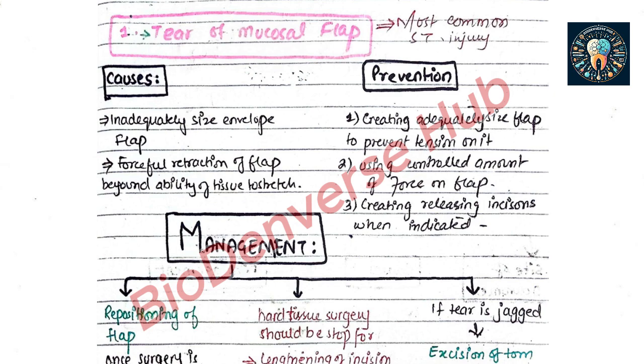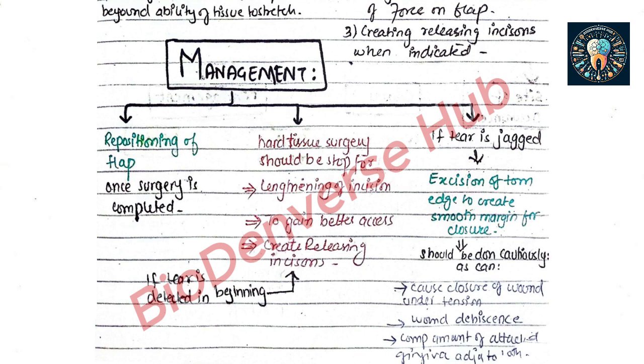Now, if the tear of the mucosal flap has occurred, what will be the management? You need to reposition the flap once the surgery is completed. But if it was a hard tissue surgery, then it should be stopped for lengthening of the incision in order to gain better access. And wherever indicated, you need to give the releasing incision as well, if the tear is detected in the beginning. Now, there is another situation.